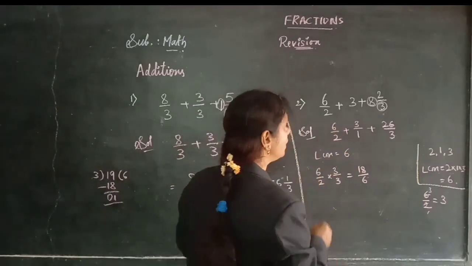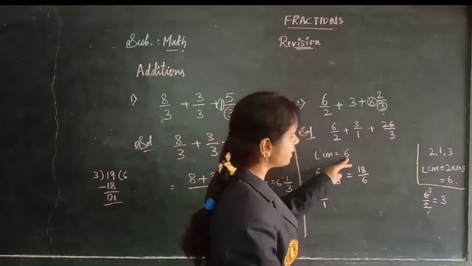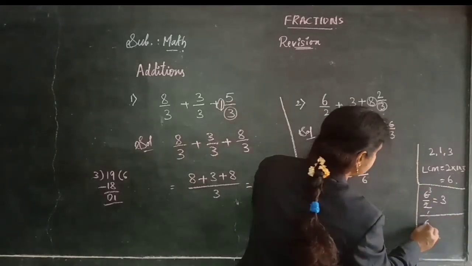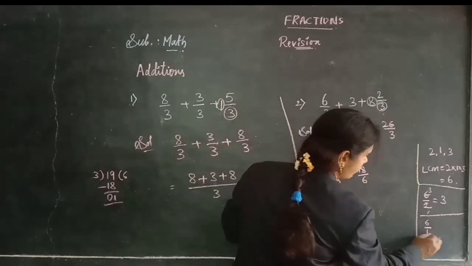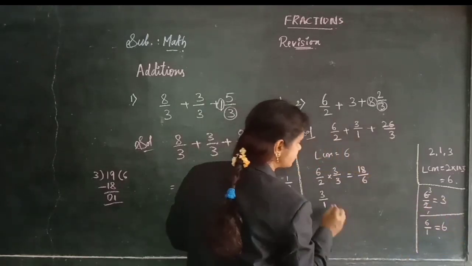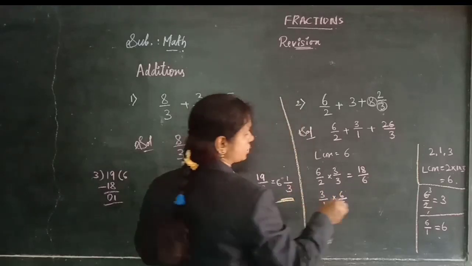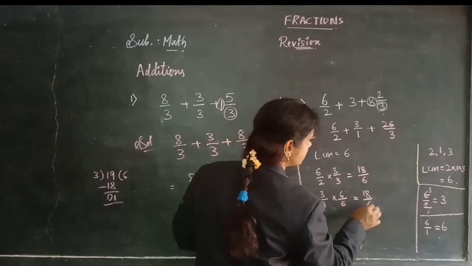Let's bring down the second fraction, 3 by 1. Now again the LCM number 6, you divide by the second fraction denominator, which is 1. Okay. So 6 by 1 is nothing but 6 itself. Means with that 6 again you multiply the numerator and denominator of the second fraction here. 3 sixes are 18 and 1 six is 6.